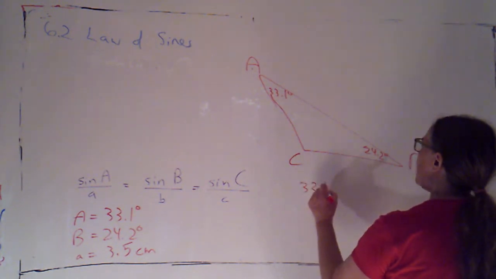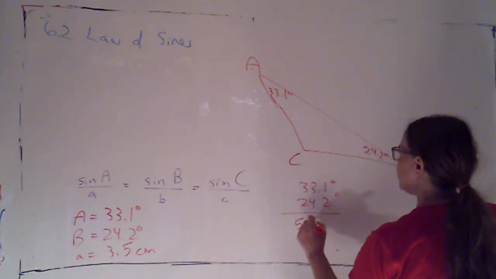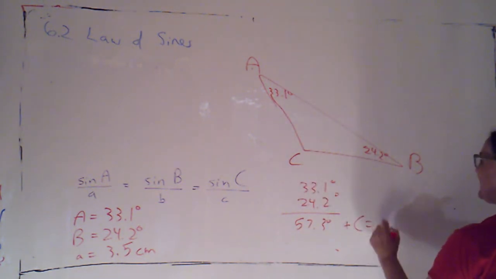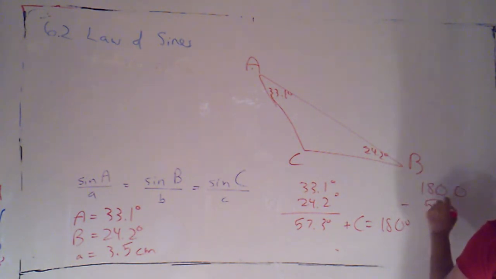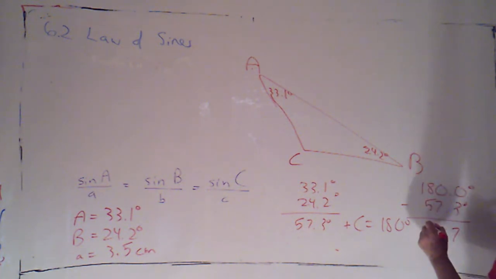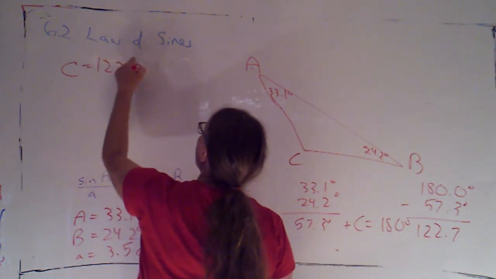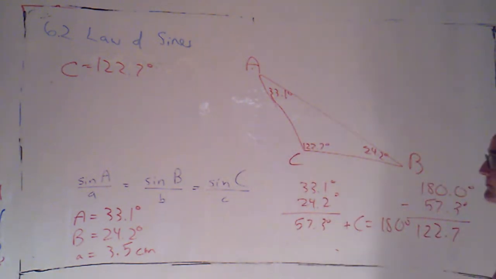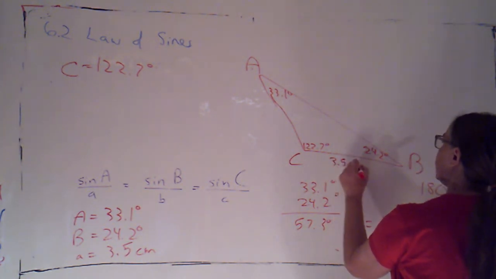So 33.1 and 24.2 degrees, that's going to add up to 57.3 degrees. Adding C to that, I'm supposed to get 180 degrees. So to get C, I'm going to just take 180 and subtract 57.3. So C is going to be 122.7 degrees. Okay, excellent. Now I was given side A, that was 3.5 centimeters.